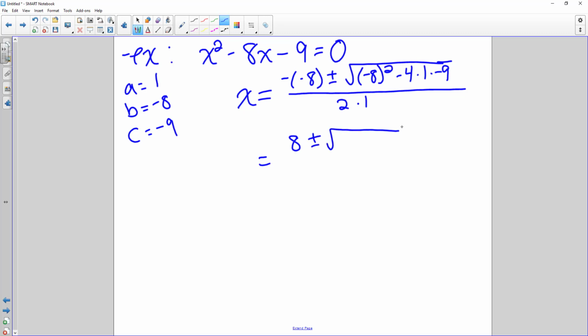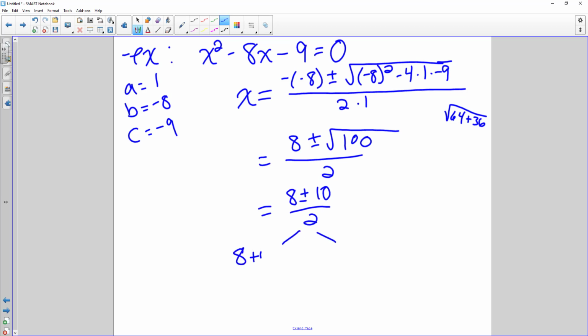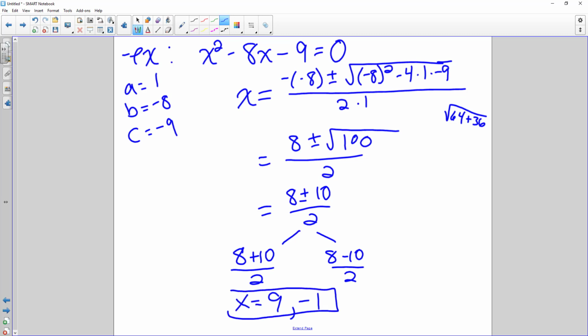Plus or minus, inside the parentheses, -8 squared, that's a +64. -4 times 1 times -9, that's going to be a +36. So that's the square root of 100 over 2. So 8 plus or minus the square root of 100, which is 10, over 2. It's always best to write it out separately: 8 plus 10 divided by 2, 8 minus 10 divided by 2. So 8 plus 10, 18 divided by 2 is 9. 8 minus 10 is -2, divided by 2 is -1. So x is 9 and -1.